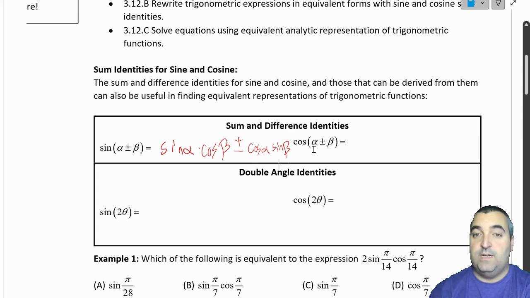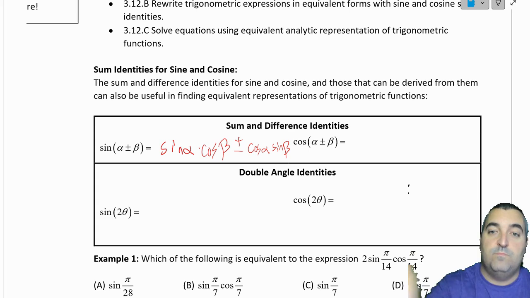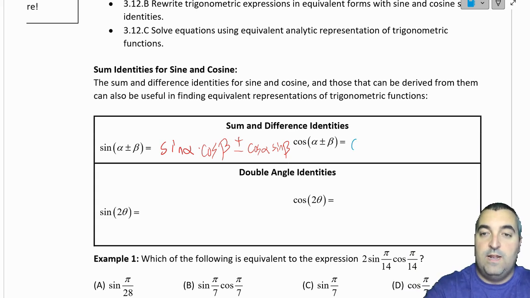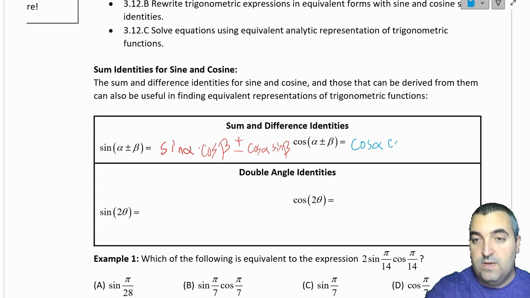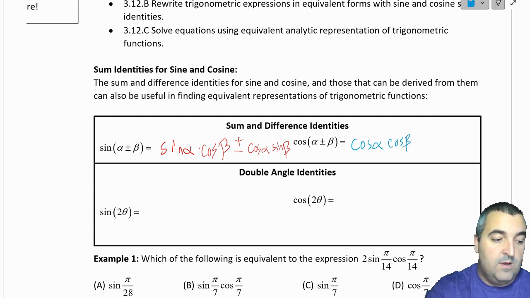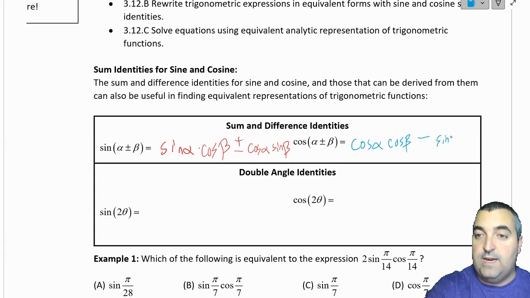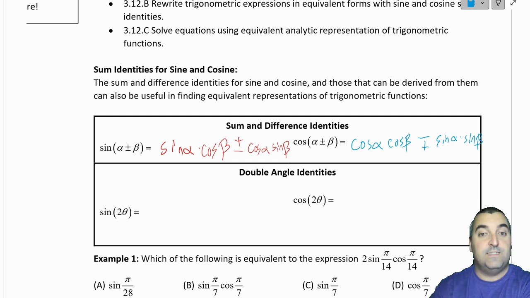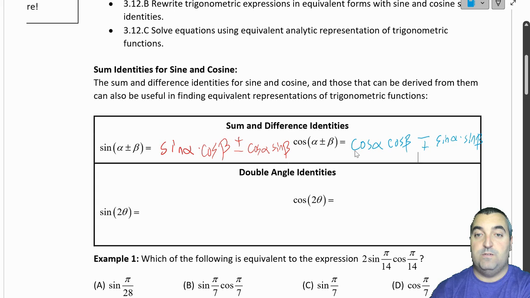As far as cosine goes, when you are adding two angles, you take the cosine of alpha, the cosine of the first, times the cosine of the second, but then you subtract the sine of alpha times sine of beta. And if you were subtracting, the sign is the same for sine: plus is plus, minus is minus. For cosine, it's the opposite. So plus is actually subtraction, minus is actually addition in the middle.